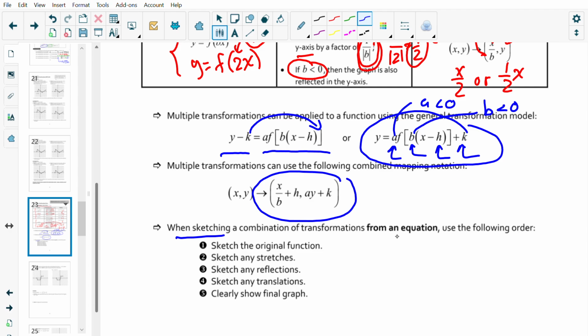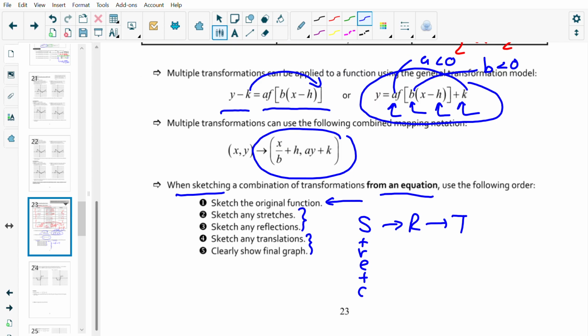Important here, when sketching a combination of transformations from an equation, I'll give you an equation, and I'll say, sketch the transformation from original to new. Use the following order. Start with the original, start with stretches and reflections, and then any translations, and show the final graph. I like to think about SRT. That's stretch. Take care of the stretches first, then the reflections, then the translations.